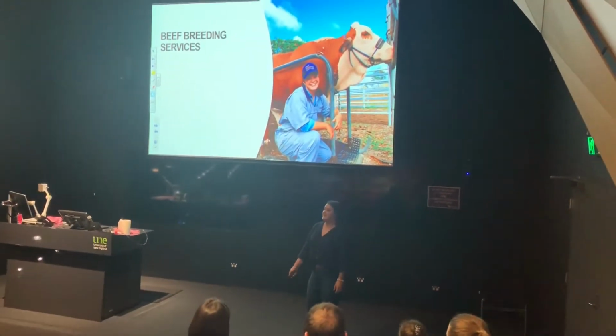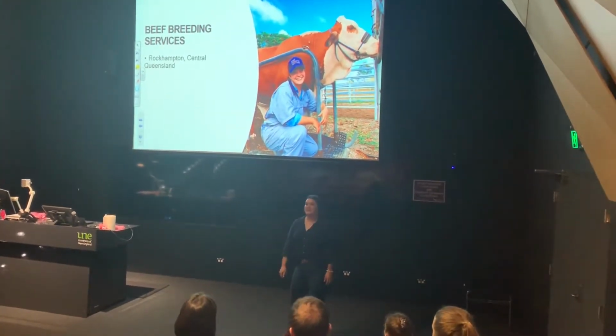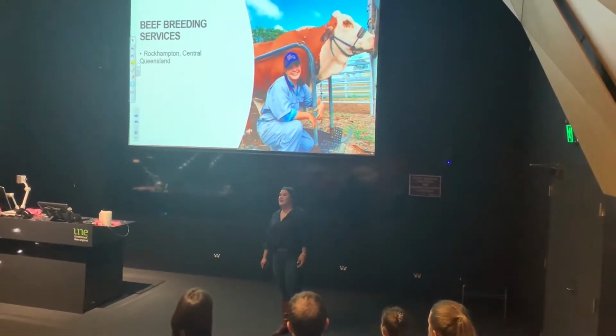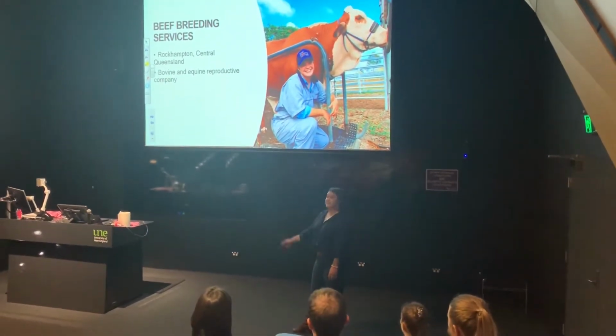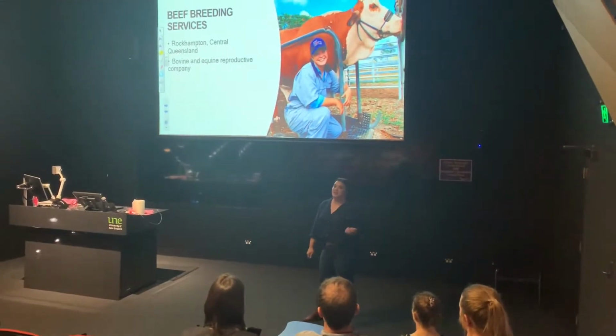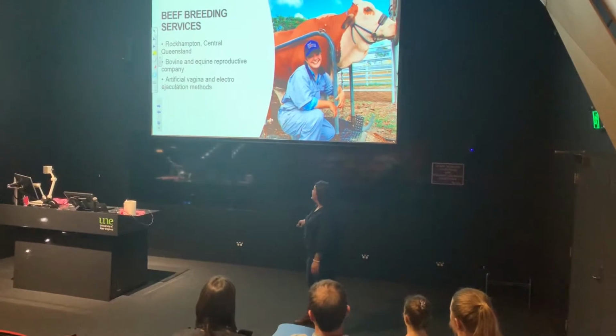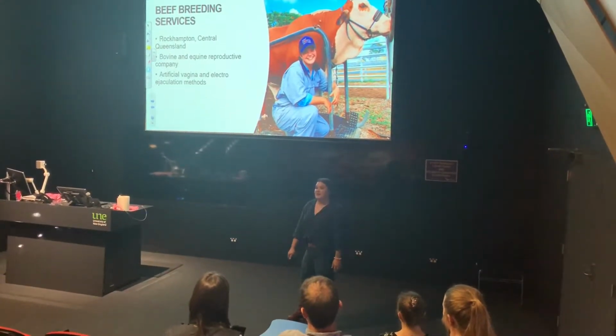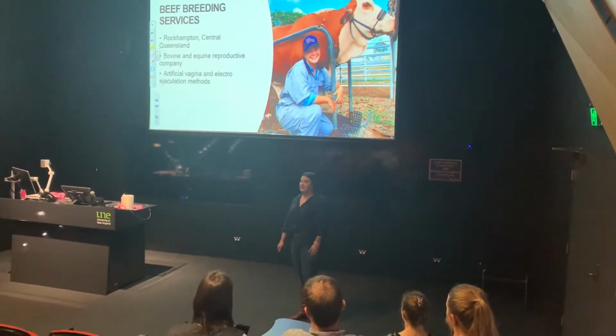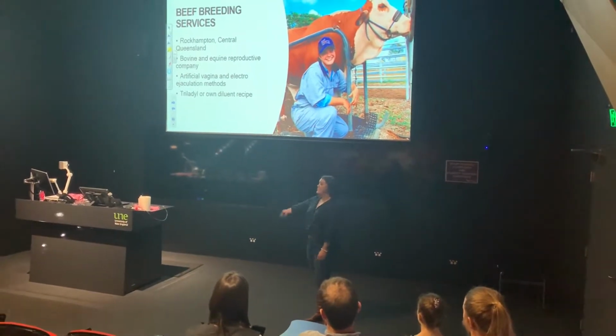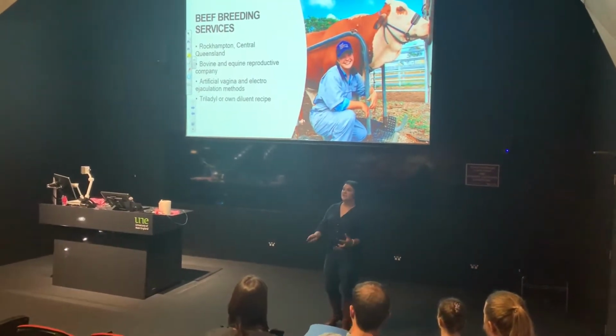I'm from Rockhampton, Queensland. I work full-time for Beef Breeding Services, and we are a bovine and equine reproductive company. So we specialise in the collection and processing of bovine and equine semen. We use two methods of collection, the artificial vagina and the electroejaculation methods. And currently we use Trilodil as our cryoprotectant agent.